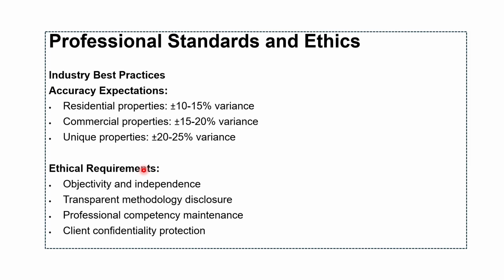Then accuracy expectations: for residential properties, plus or minus 10 to 15% variance is allowed. Commercial properties, 15 to 20% variance, because it's not just very straightforward like residential properties. For commercial properties sometimes we use both processes at the same time, CMA and income approach. And then there are unique properties which have their own uniqueness, and the comparables are not that easy to find, and other methods are not very suitable. So a lot of independent judgment plays into it, and 20 to 25% variance is acceptable in these areas.